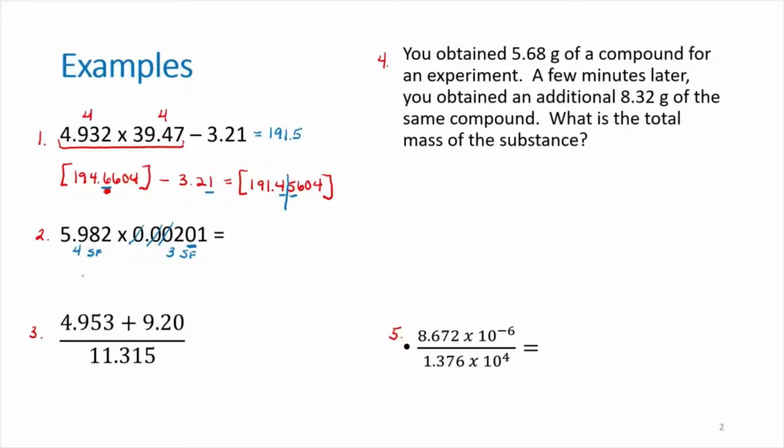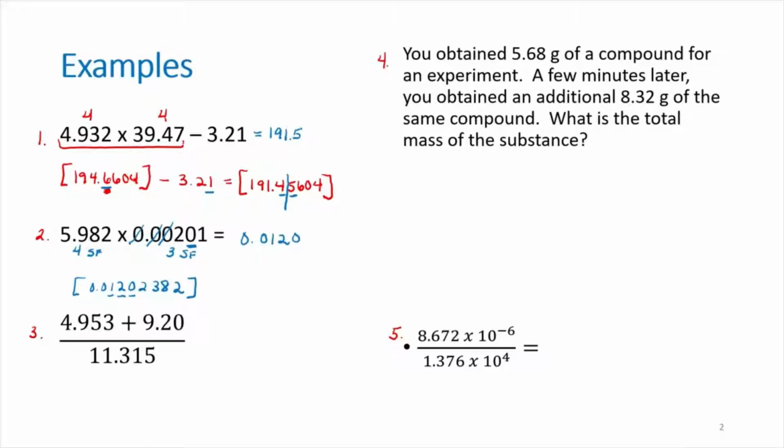When I multiply this together, I get the value 0.01202382. For multiplication and division, we need to keep the least number of sig figs. So I'm going to count 1, 2, 3. Those leading zeros are not significant, but this zero I underlined is in fact significant. The final answer here will be 0.0120. That answer does have 3 sig figs.